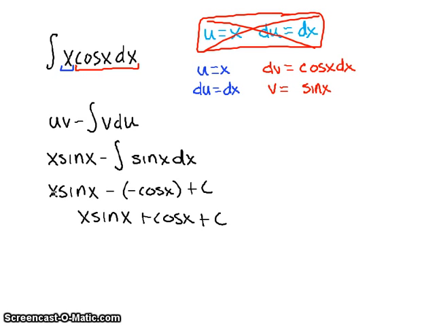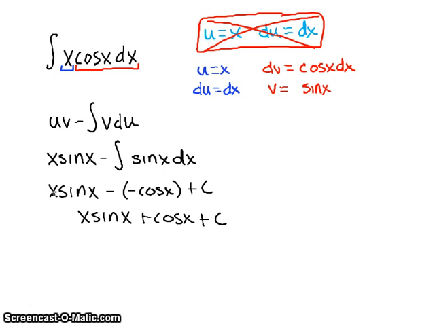Just like with antiderivatives in general, if you want to check your answer, you can take the derivative of x sine x plus cosine x plus c, and you should end up with x cosine x. I'll leave that to you if you want to look at it.